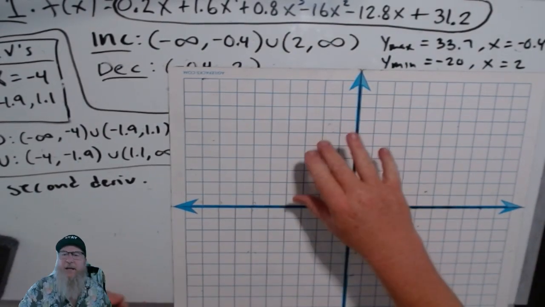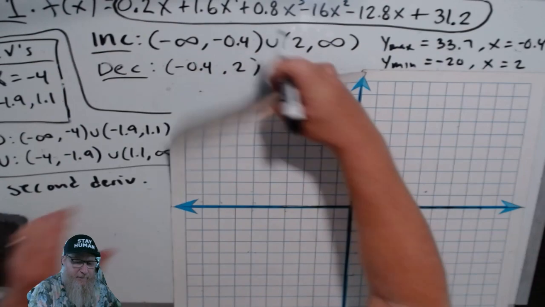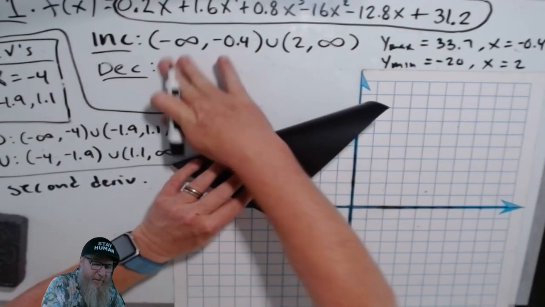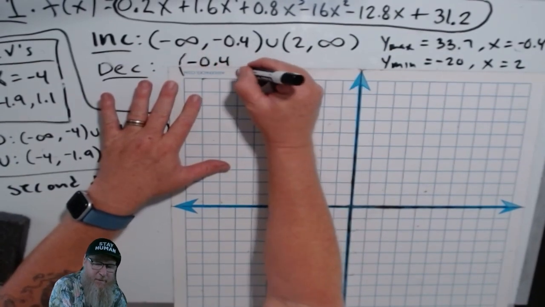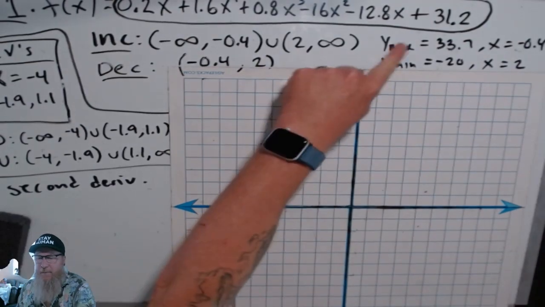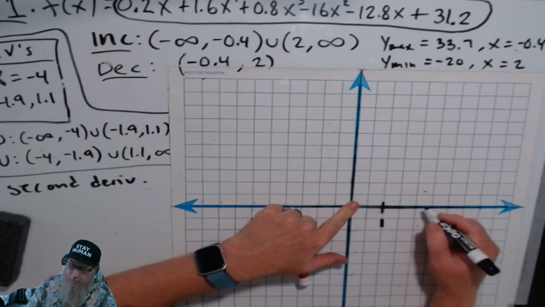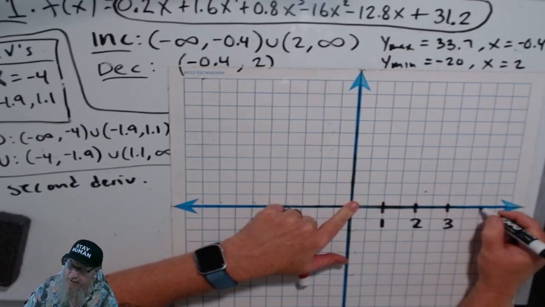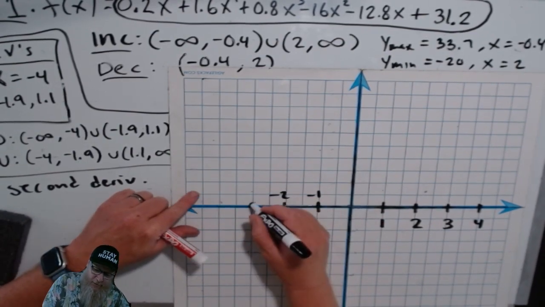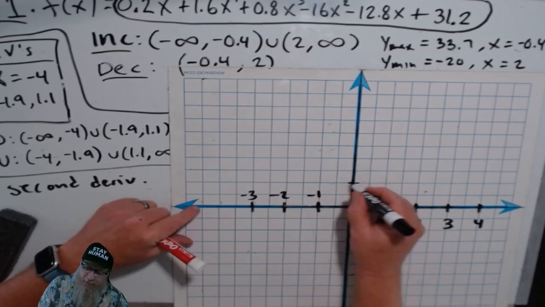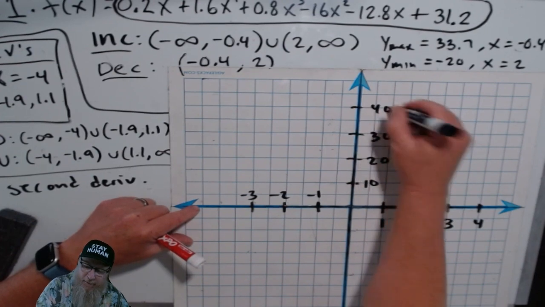All right, so let's do the max and min first. Oh, we should probably scale this out. So this will be 1, 2, 3, 4. -1, -2, -3, so on and so forth. Let's do 10, 20, 30, 40.